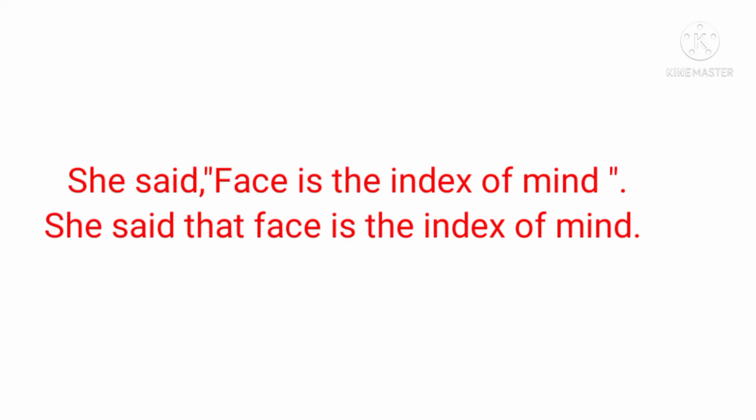Then there is an exception to rule 2. If there is a universal truth or habitual fact in the reported speech, the tense of the verb is never changed. For example, she said, face is the index of mind. We can't change the verb. So we can write, she said that face is the index of mind. It's a habitual fact, so we can't change the tense.